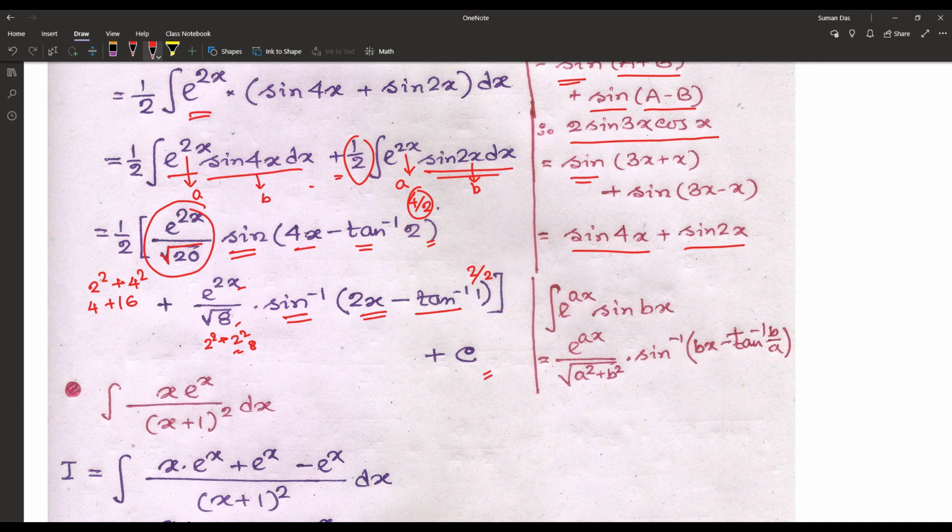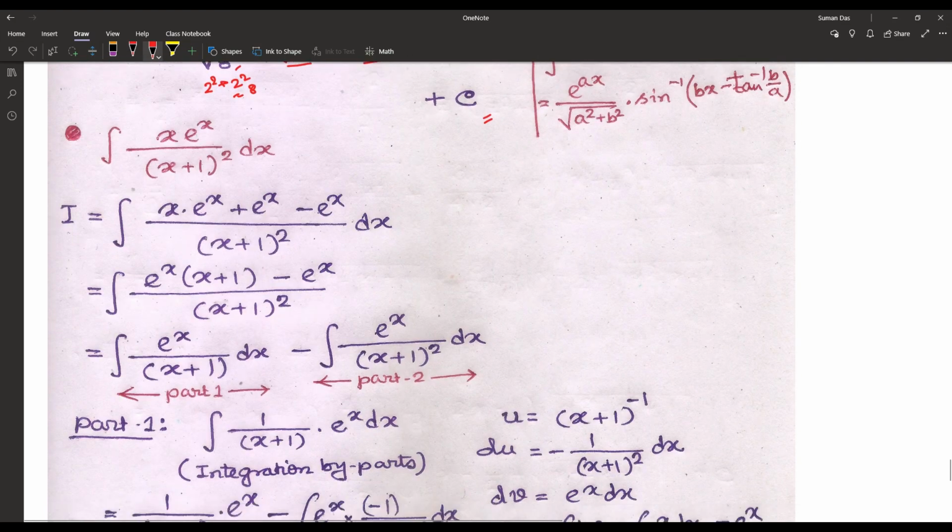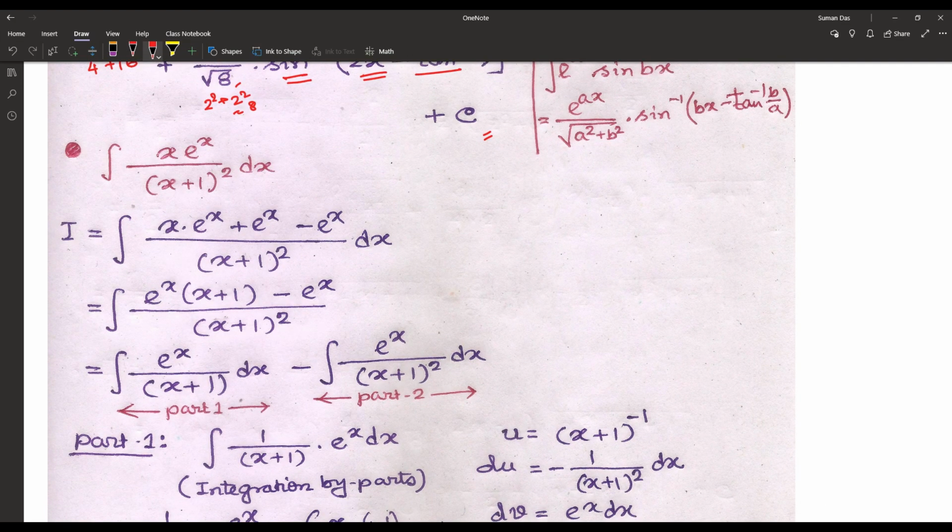So the last problem now is given: the integral of e^x (x minus 1) divided by (x plus 1) whole square. Here we are just adding something to the numerator for that particular x plus 1. That means we are adding e^x and we are subtracting e^x. If we take the common e^x from the first one, we are getting (x plus 1) divided by (x plus 1) whole square, minus e^x divided by (x plus 1) whole square. So that is our first part, that is our second part.